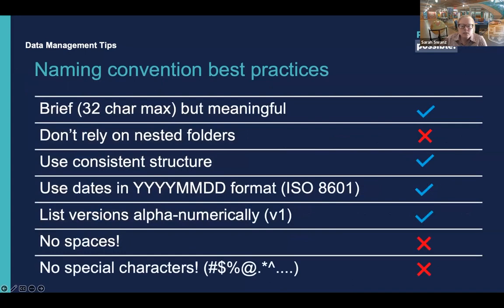So here's some naming convention best practices, both for folder names and for files. You want to keep it brief, around 32 characters max, but also meaningful. Don't rely on nested folders. I'll explain what I mean by that in a bit. Use a consistent structure. Use dates in the internationally accepted format of year, month, day. List your versions alphanumerically, like V1, not just 1, so people understand what that number means. Do not use spaces in your file or folder names, and no special characters.